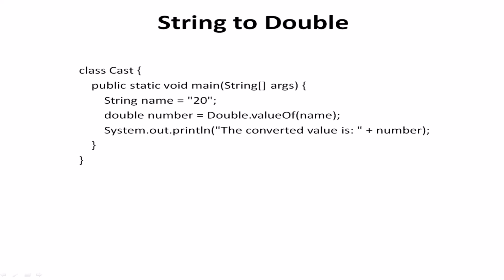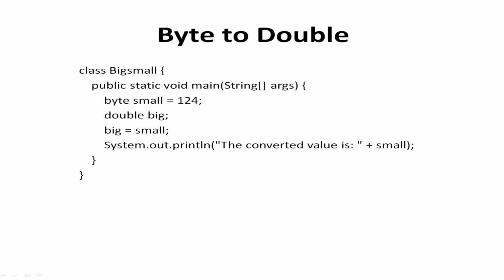Now here, converting a string to double. For example, you have created a string name equal to "20", the string which we have given in the double quotes. Now double number is equal to Double.valueOf(name). So name, which is 20, will be converted into the double. Now it is going to print whatever the value of number is.